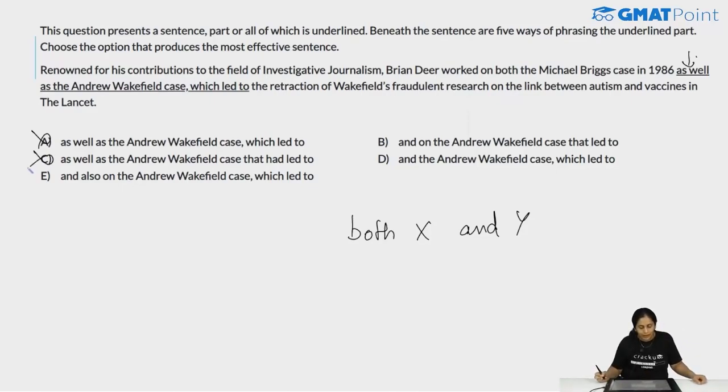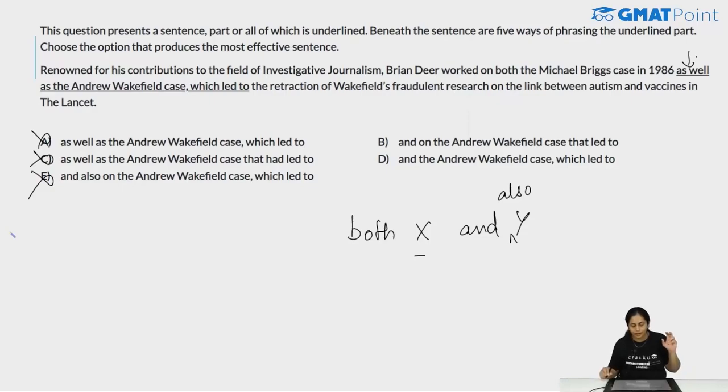Now, let us take a look at option E, where "also" is given. The X and Y should have exactly the same format. So if you have both X and Y, here you cannot add "also" to Y. This formation is also incorrect. X and Y should have parallel construction. The use of "also" makes it a parallelism error. So this is also eliminated.